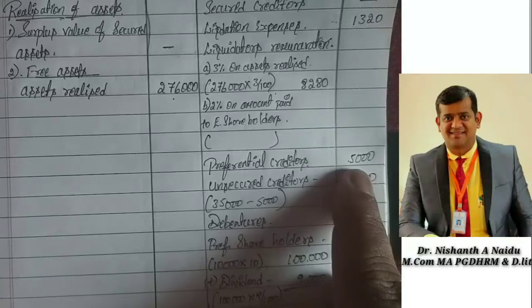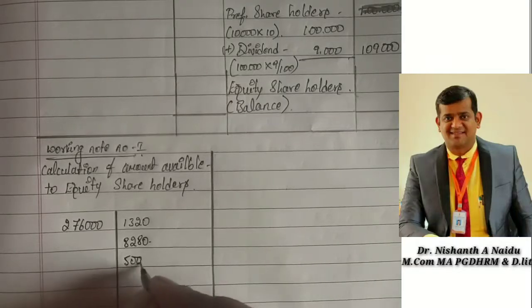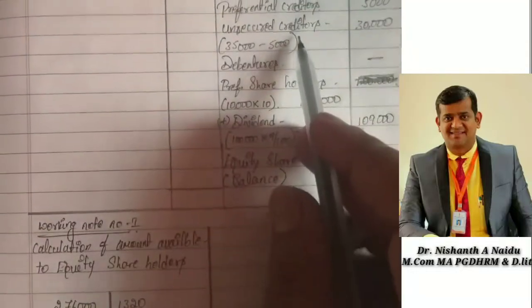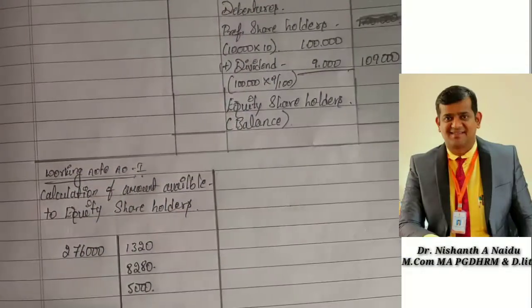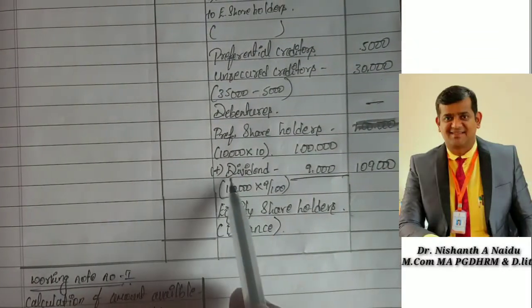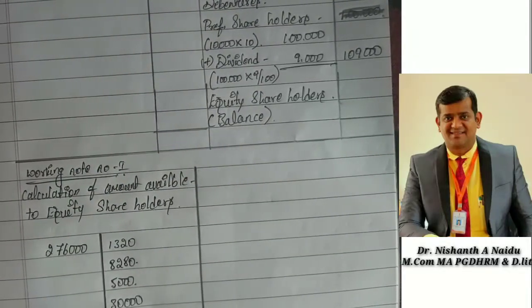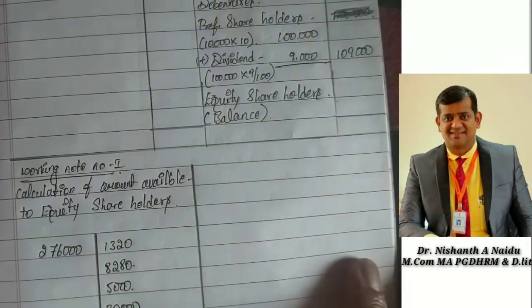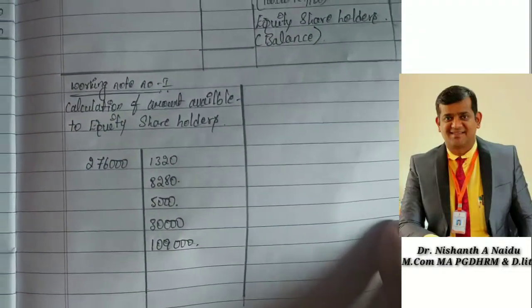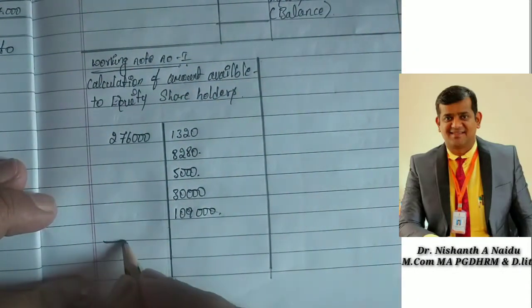Then I have preferential creditors, 5,000 rupees. So I am writing 5,000 preferential creditors. Next I have unsecured creditors of rupees 30,000. I am writing that, 30,000 unsecured creditors. Then I have preference shareholders 1,09,000. So I am writing that also. After this we are done, we have recorded all the expenditure or payments and all the assets. Clear? So now let us check the total and find the difference.